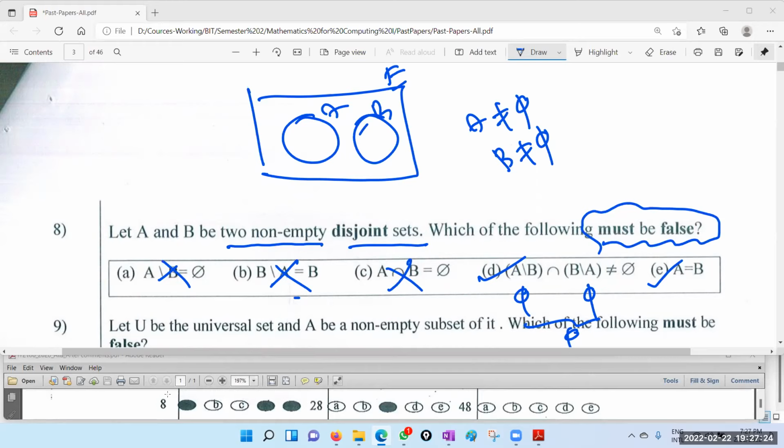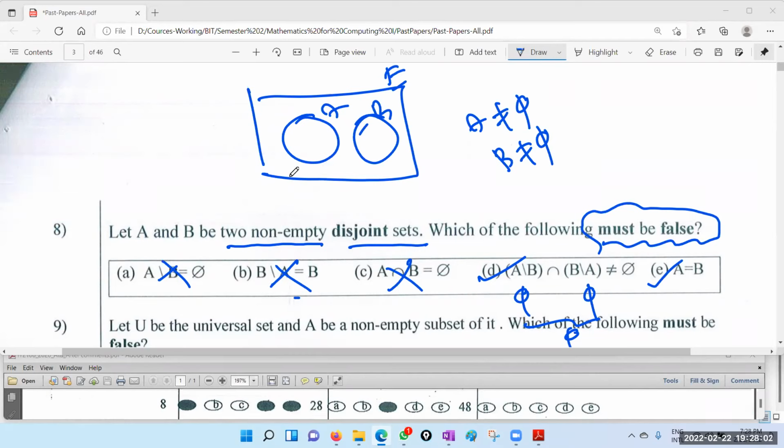D and E as well as A. How come A minus B equals 5, non-empty disjoint sets? A minus B must be 5. Yes. So then how can you say it must be false? Sorry, this is not intersection, right? Yes. A minus B must be A. Sorry, I made a mistake.